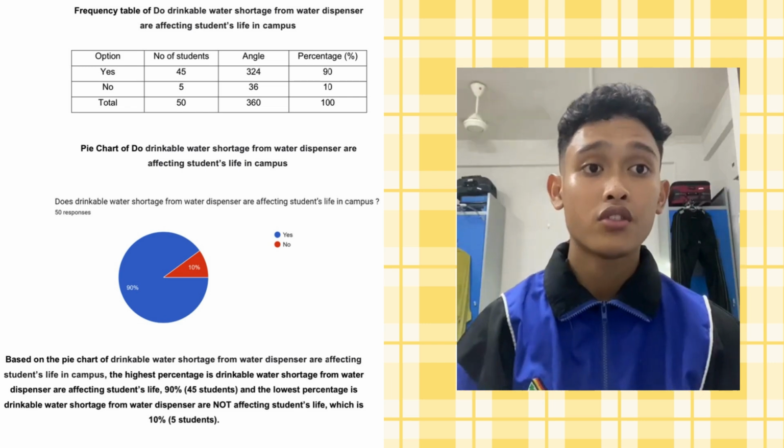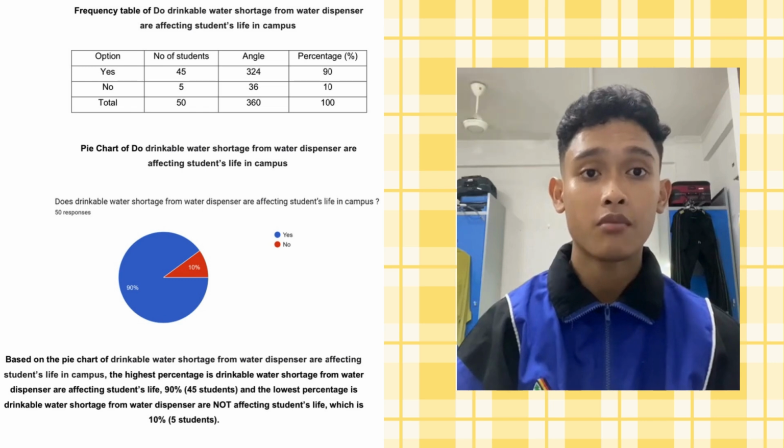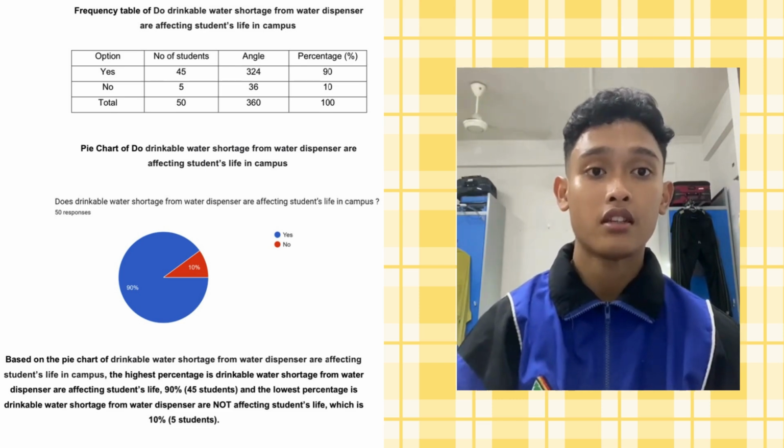Next one is, does drinkable water shortage from the water dispenser affect students' life on campus? The first option is yes and the second option is no. The number of students that choose yes is 45 students and the number of students that choose no is 5 students. So the percentage for yes is 90% and the percentage for no is 10%.